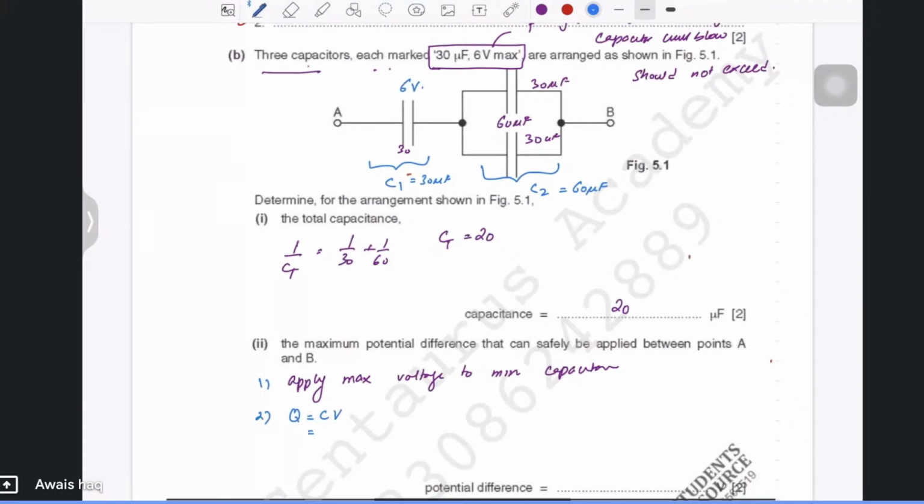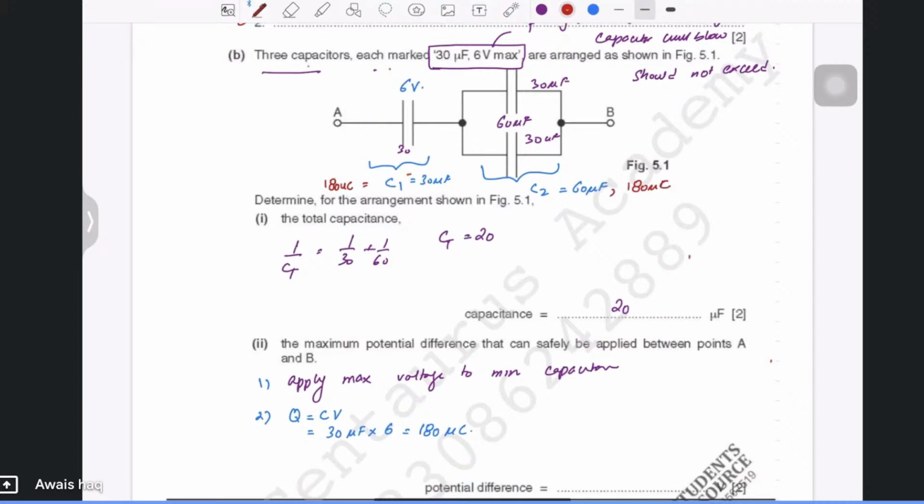And when I do that, I'm going to use Q equals CV to find the charge on it. So the charge is going to be 30 microfarads times 6, and that would be 180 microcoulombs. Is it clear, everyone? Now this would mean that this combination gets 180 microcoulomb and this whole combination also has 180 microcoulomb, as the whole one will get it.